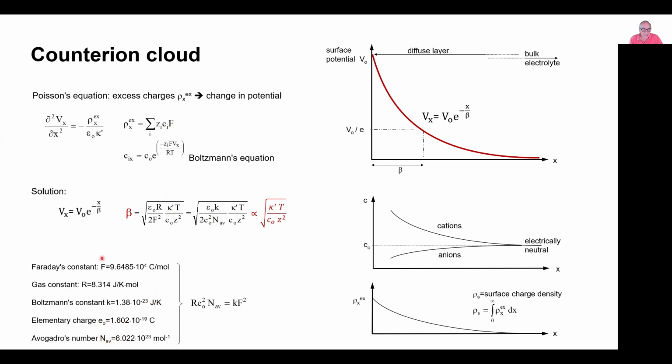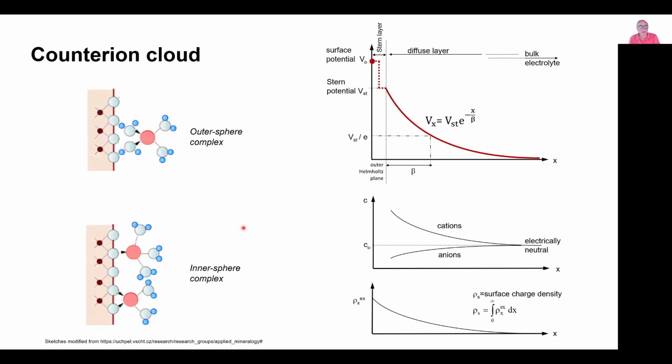Now, there is a relationship between all these universal constants, which is here, and this is the one that we use to go from this function of the thickness of the double layer to this expression, which is the one that is more useful for computations.